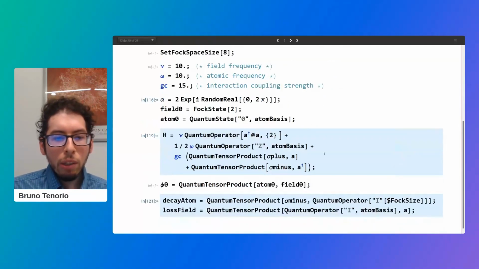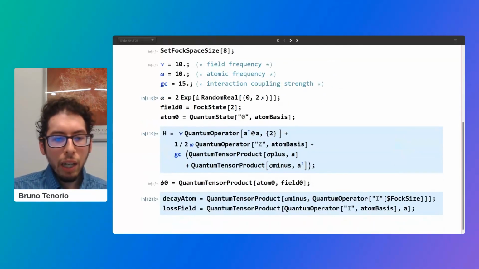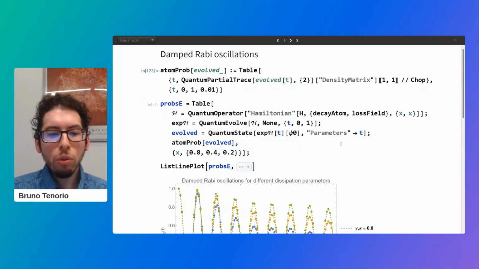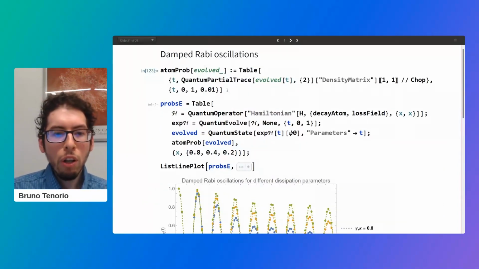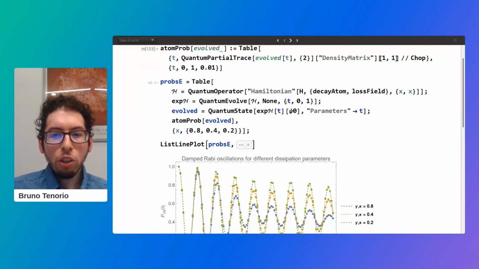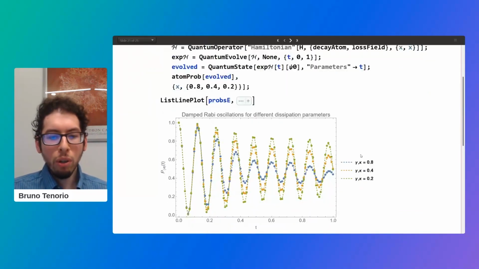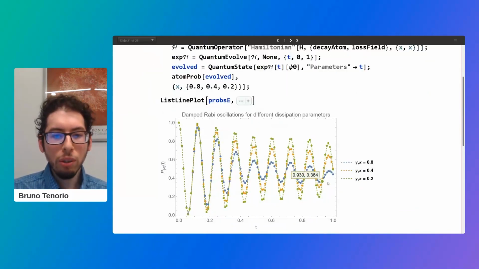We define all the relevant operators, the Hamiltonian, the jump operators, the initial state, and we move on to the results. We are supposed to see damped Rabi oscillations in this case. We use this atom probability to record the probability of finding the atom in the excited state for these different times. We do the simulation for 3 damping constants: 0.8, 0.4, and 0.2. Of course, when the damping constant is higher, we get more damped Rabi oscillations. So we get the result that is expected.